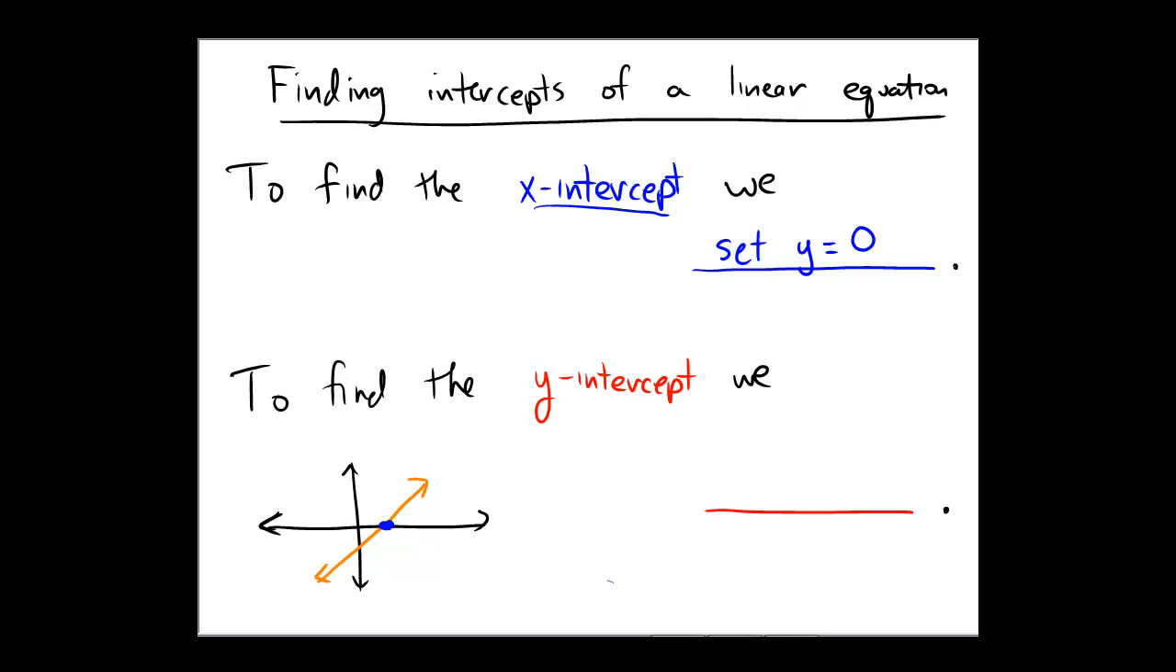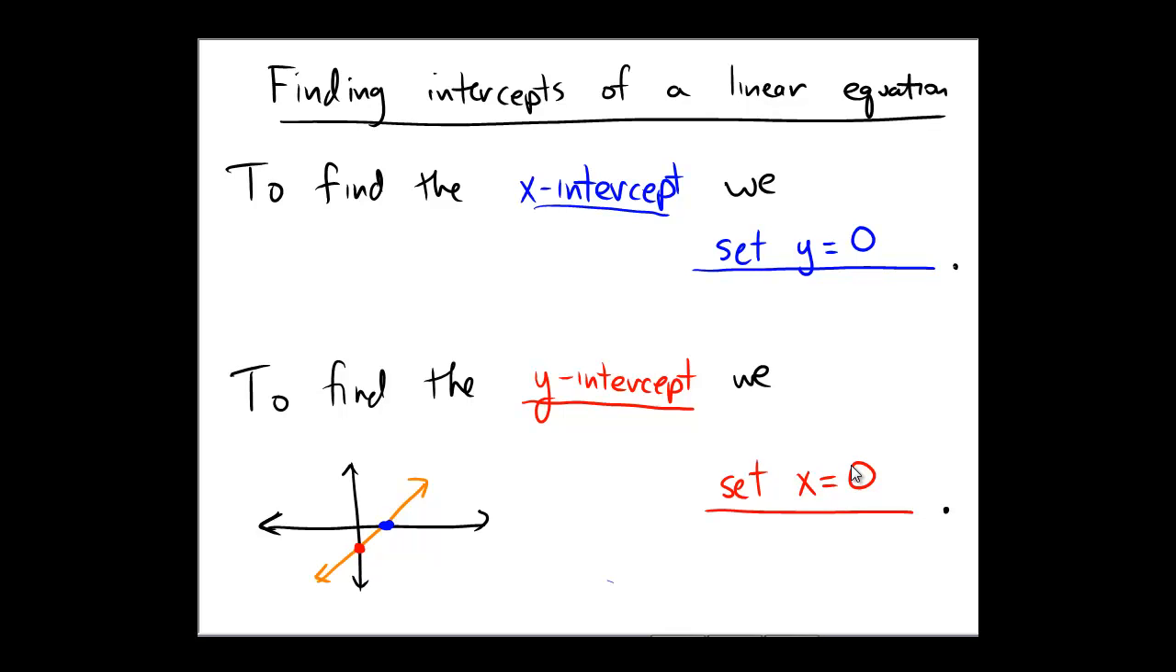Similarly, what do we do in order to find a y-intercept? Well, a y-intercept would be where we hit the y-axis. So again, in the lower left, that red point is where that orange line is hitting the y-axis. And notice, although I don't know what the y-coordinate is, I certainly know the x-coordinate. The x-coordinate is 0. So here we would set x to be 0.